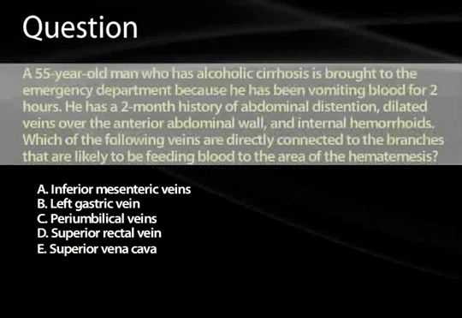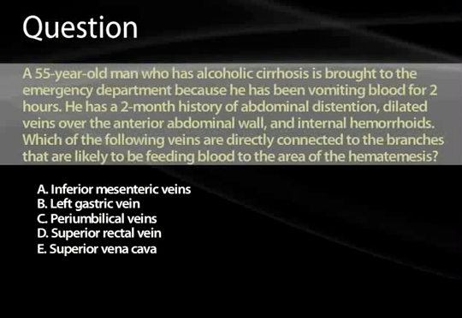If you have a 55-year-old male with alcoholic cirrhosis of the liver, who is brought into the emergency department because he's been vomiting blood for 2 hours. He's had a 2-month history of abdominal distension, dilated veins over the anterior abdominal wall, and internal hemorrhoids. Which of the following veins are directly connected to the branches that are likely to be feeding blood to the area of the hematemesis?